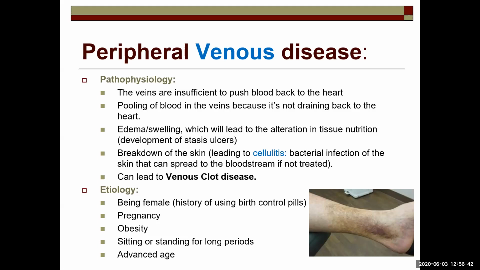So if you're on contraceptive pills, you're more prone to forming what we call peripheral venous disease rather than arterial. Pregnancy can cause this, obesity again, and then sitting or standing for a long period of time. People that are sitting or standing for a long period of time, usually it has something to do with the veins and not the artery. Advanced age, older people, because they don't walk around or move around a lot, eventually they can get that.